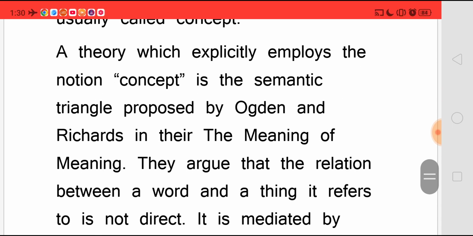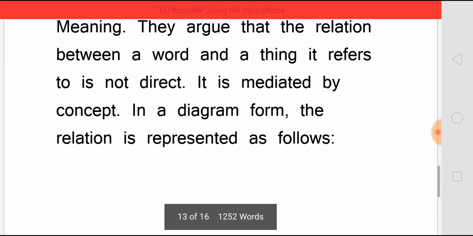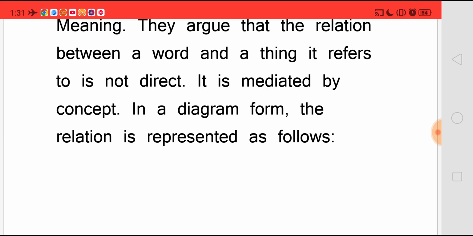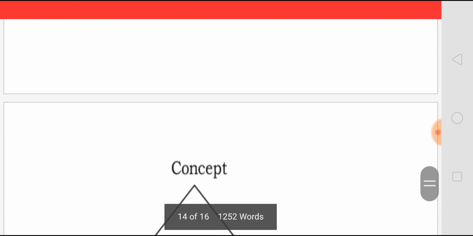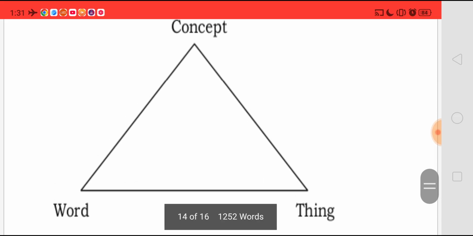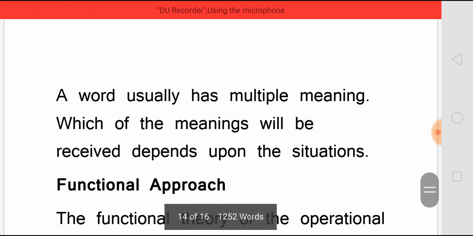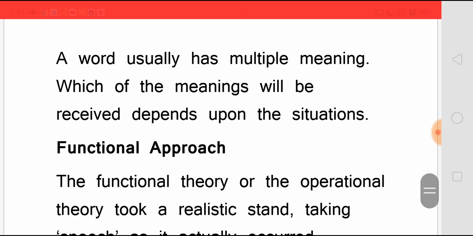A theory which explicitly employs the notion concept is the semantic triangle proposed by Ogden and Richards in The Meaning of Meaning. They argue that the relation between a word and the thing it refers to is not direct. It is mediated by concept. In diagram form, the relationship is represented as follows. It's like this. A word usually has multiple meanings. Which of the meanings will be received depends upon the situation.